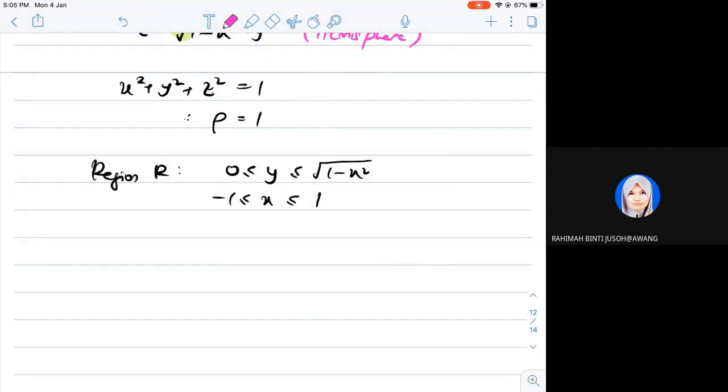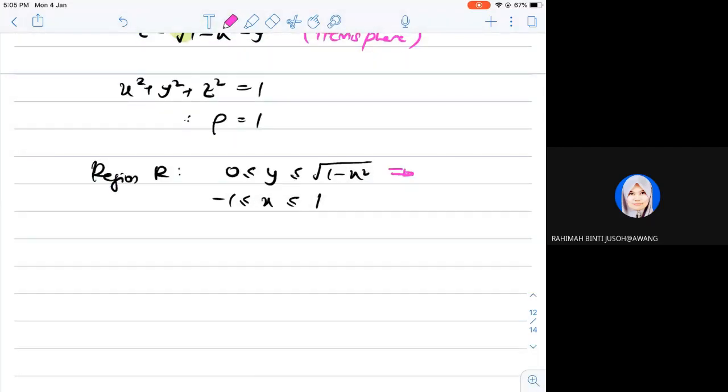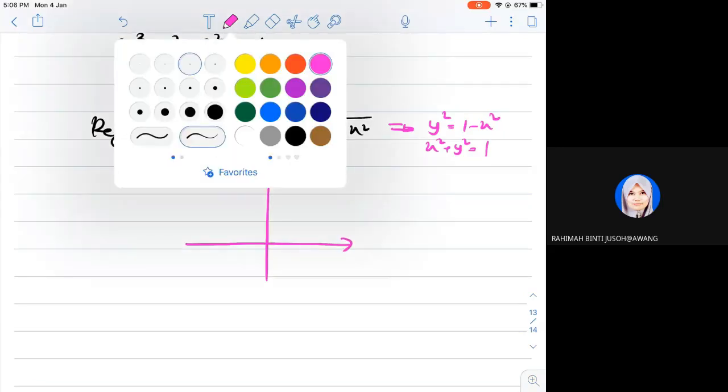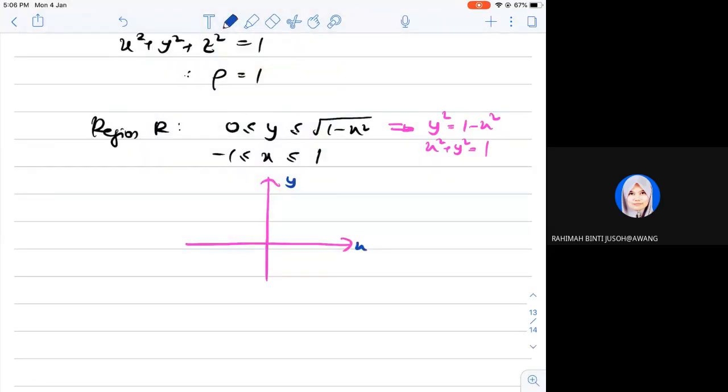Kalau kita squarekan equations ni, y squared equals to 1 minus x squared. Jadi x squared plus y squared equals to 1. Suppose dia adalah circle kan? Saya nak sketch region R je dulu ni. Saya nak you faham. So I will do it step by step. But we have square root sign, which means that this becomes a semicircle, isn't it? Semicircle sebelah atas sajalah, because y positive. And then of course it starts from negative 1 until 1. So this is your region R.